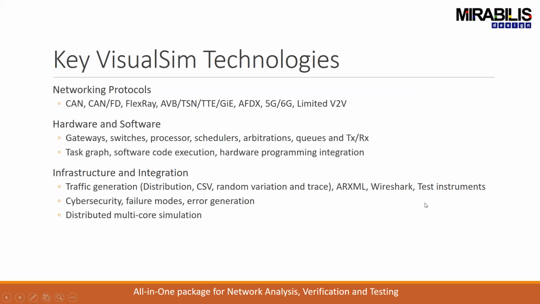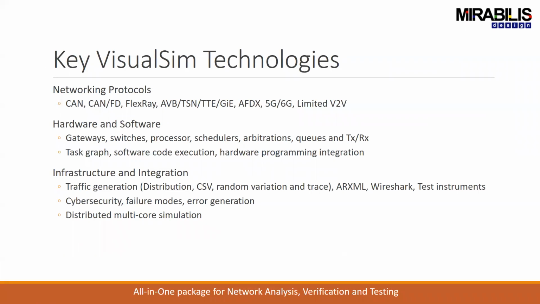Some of the key VisualSim technologies that the user could leverage are seen from the libraries in the previous example. We have a wide range of networking protocols like CAN FD, FlexRay, audio-video bridging, time-sensitive networking, time-triggered Ethernet, gigabit Ethernet, AFDX, 5G, 6G library support, and a limited set of vehicle-to-vehicle demo models as well. So that is on the networking protocol side.